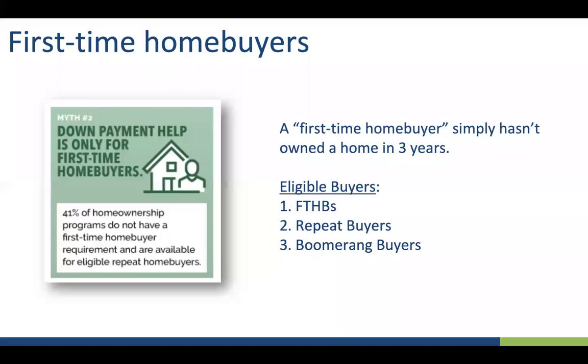And Fannie, Freddie, HUD, they've got varying definitions, but it's all built around that 3-year rule. If you haven't owned a home in the last 3 years, you're a first-time home buyer. So that's important to remember too, because somebody might come to you and say, yeah, I've owned a home before. That doesn't mean they're not a first-time home buyer by definition. And it also certainly doesn't mean that they're disqualified from all down payment assistance.